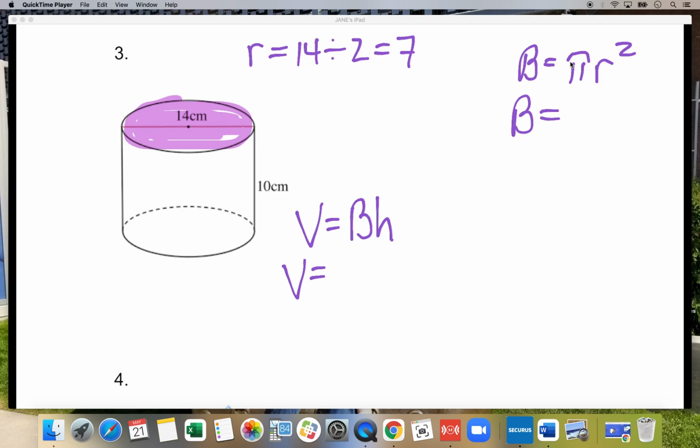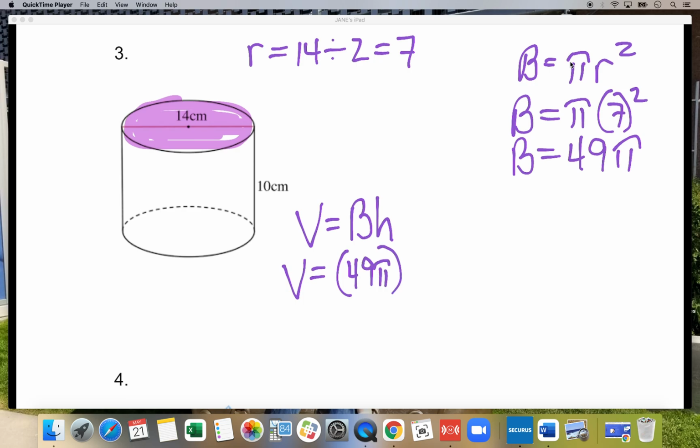And again, make sure you show that. So pi times 7 squared. 7 squared is 49 pi. And I like to leave it in terms of pi, and then later on, I'll use my pi key. So I'm going to take that and bring it down here, 49 pi. The height of my figure is 10, so I'm going to put in 10. The volume is 490 pi.